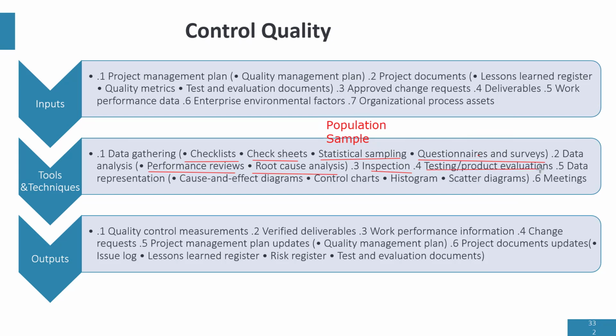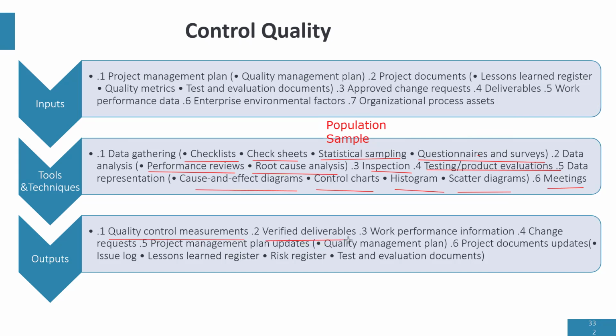And then testing and product evaluation is done here, because we've gotten to the point where we created a product and we are testing against specification. Then we can use some tools like the cause and effect diagram, that's your Ishikawa diagram, control chart, histogram, and scatter diagram to learn from the results of our test in the project. And we can also create quality control measurements and verified deliverables.